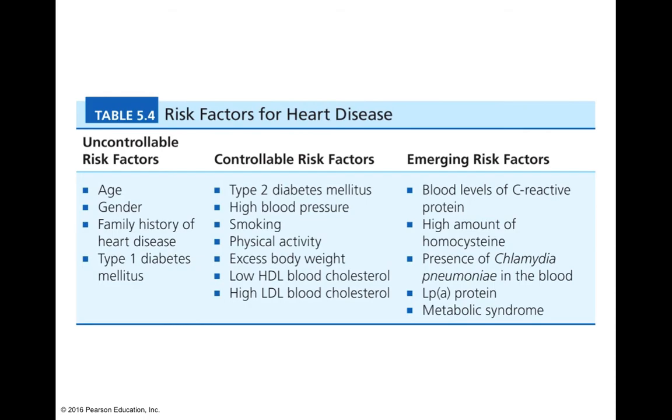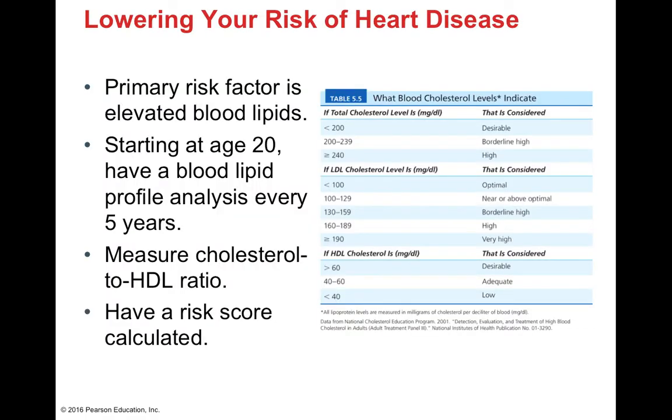Basic nutrition. There are also other risk factors, including your levels of C-reactive protein and homocysteine, as well as the presence of chlamydia, for example. And this would be something controllable. Obviously, you could take an antibiotic and kill these off. But if we have chlamydia in the bloodstream, we know that it is also related to heart disease. Additional emerging risk factors include concentrations of LPA and the presence or absence of metabolic syndromes.